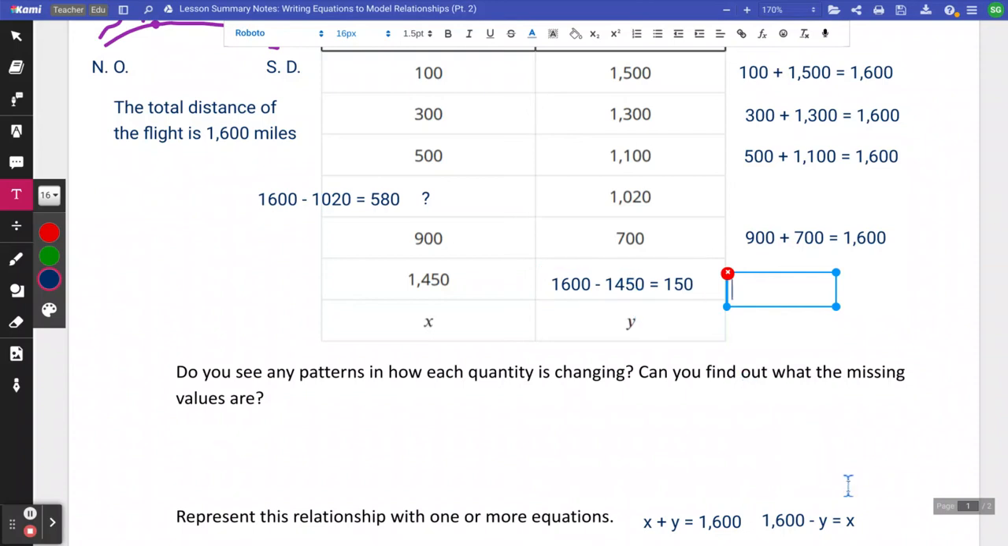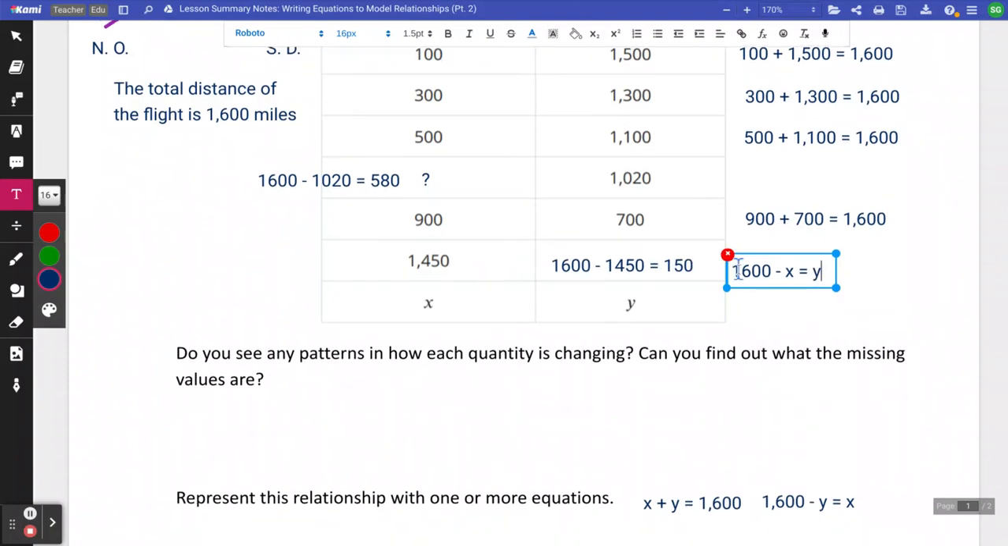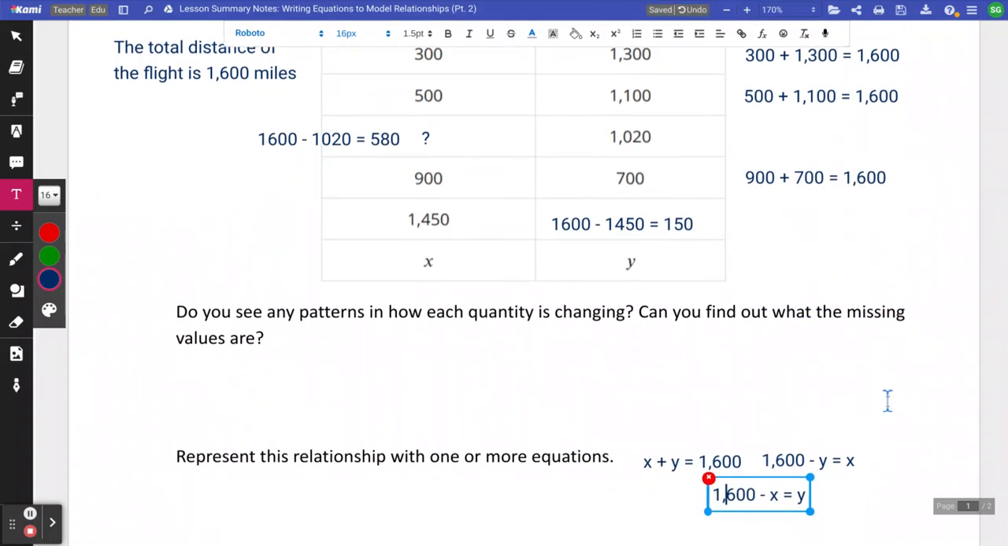For this one here, we're taking that 1600 again, and this time we're subtracting the x value. And when we do that, it gives us the y value. So this equation here is also an equation you could use to represent this situation. So we ended up with 1, 2, 3 equations that we could use to represent this table.